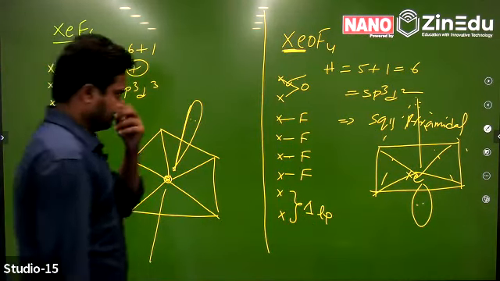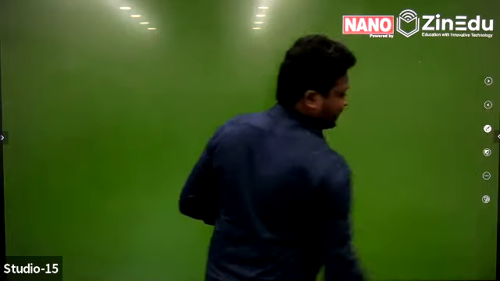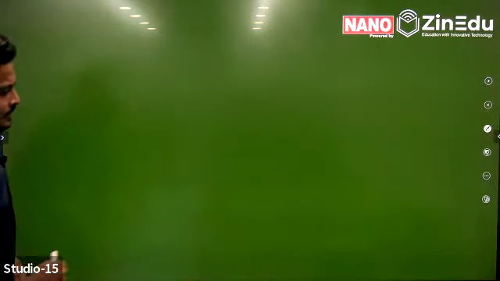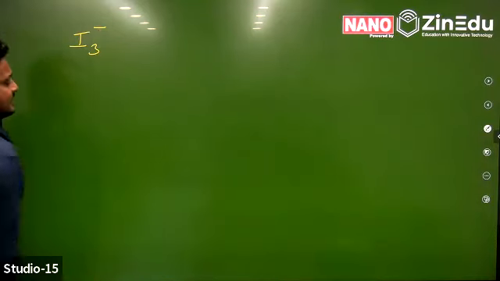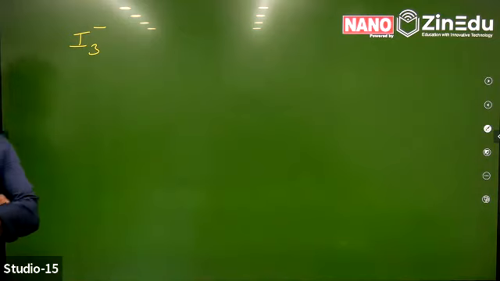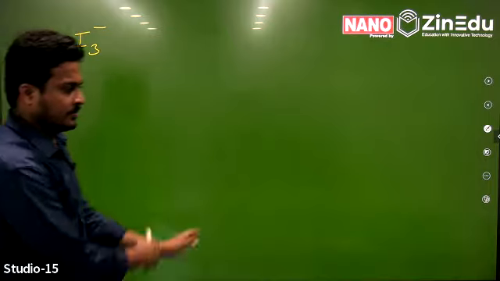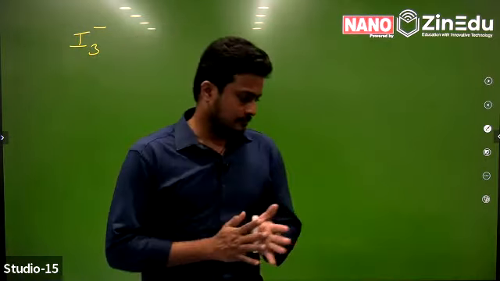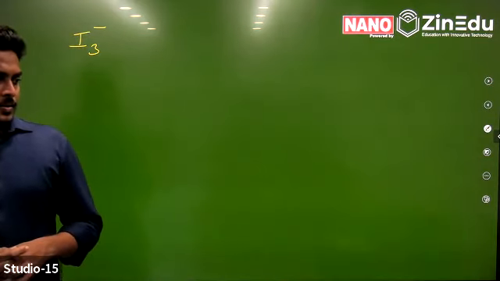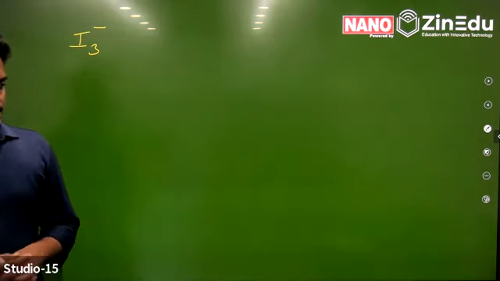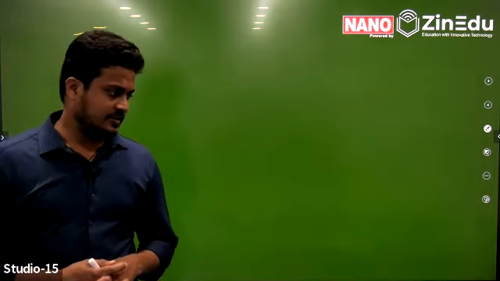Done? Yes. Now I am asking a different one. Tell me the hybridization of iodine in I3 minus. How many lone pairs and bond pairs are there, and what is the shape of the molecule? Tell me fast. Lahari, Rakesh, Mavia, Pujita.